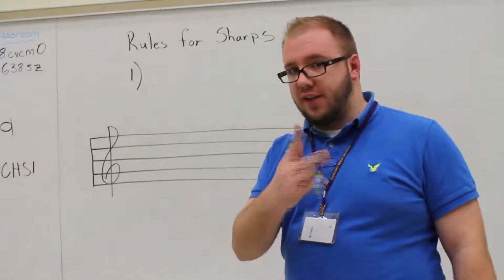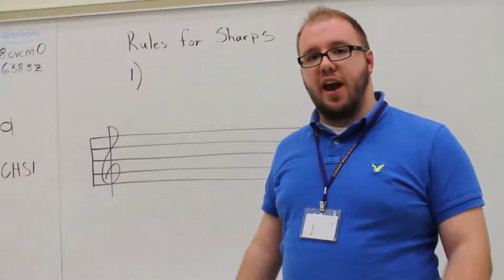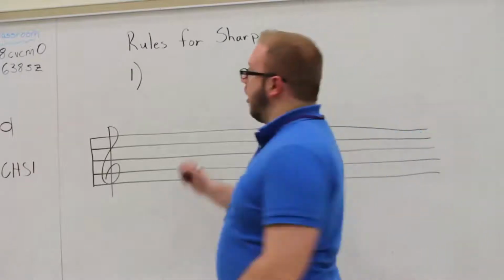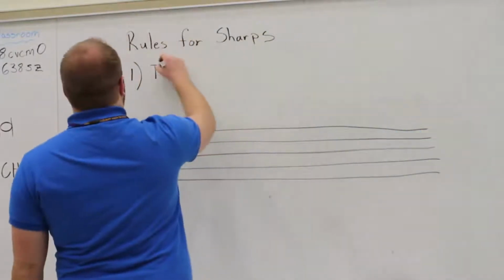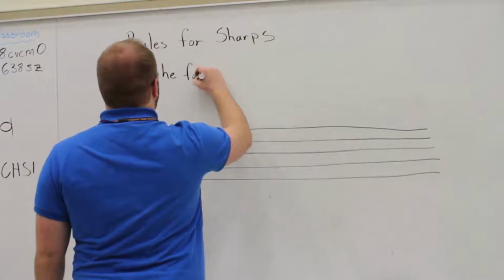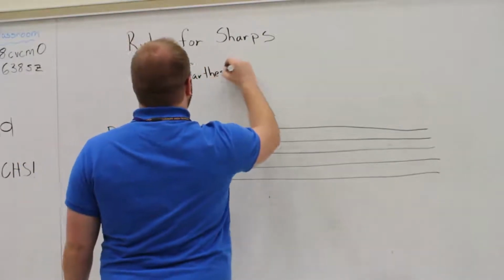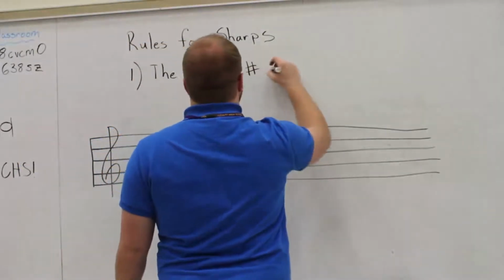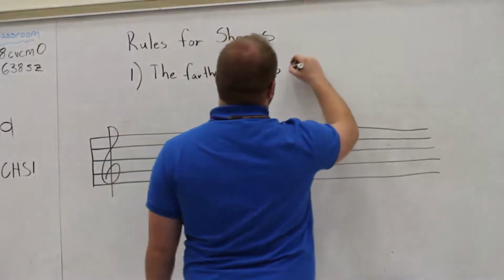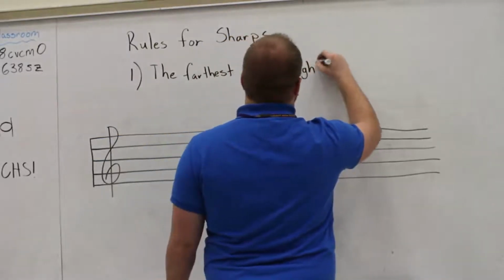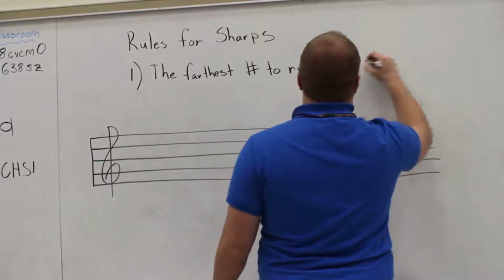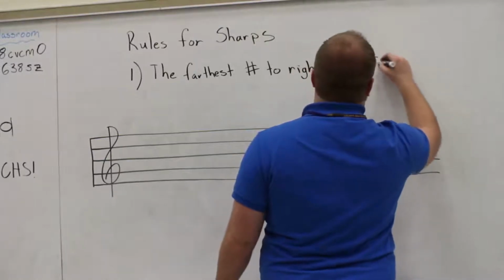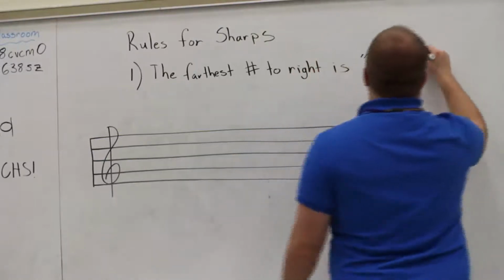There are two rules in flats, but there's one rule in sharps, and the one rule is: the farthest sharp to the right is Ti, or the 7th scale degree.